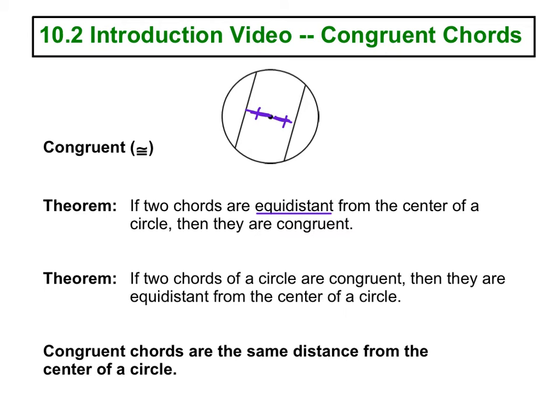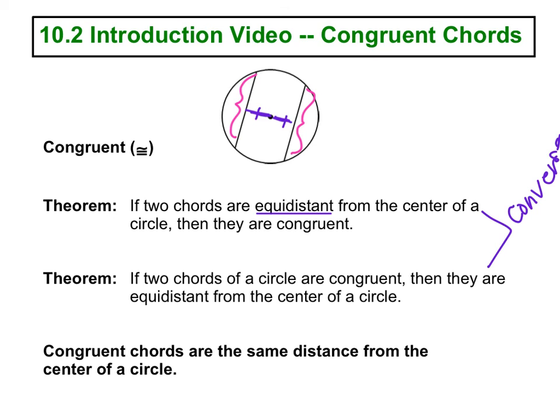The flip side of that is if two chords of a circle are congruent, so if you know they're congruent first, then that means that they are equidistant from the center of the circle. So if you know that this chord is the same length as this chord, then that means that they will be the same distance away from the center. So these two are basically the same theorem, just they're converses of each other. So kind of backwards from each other.